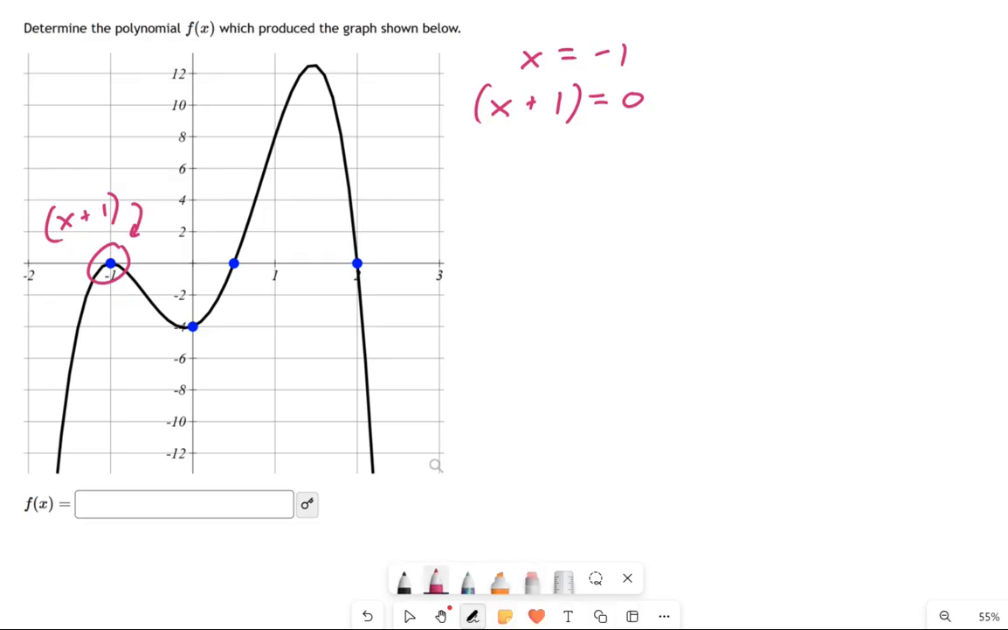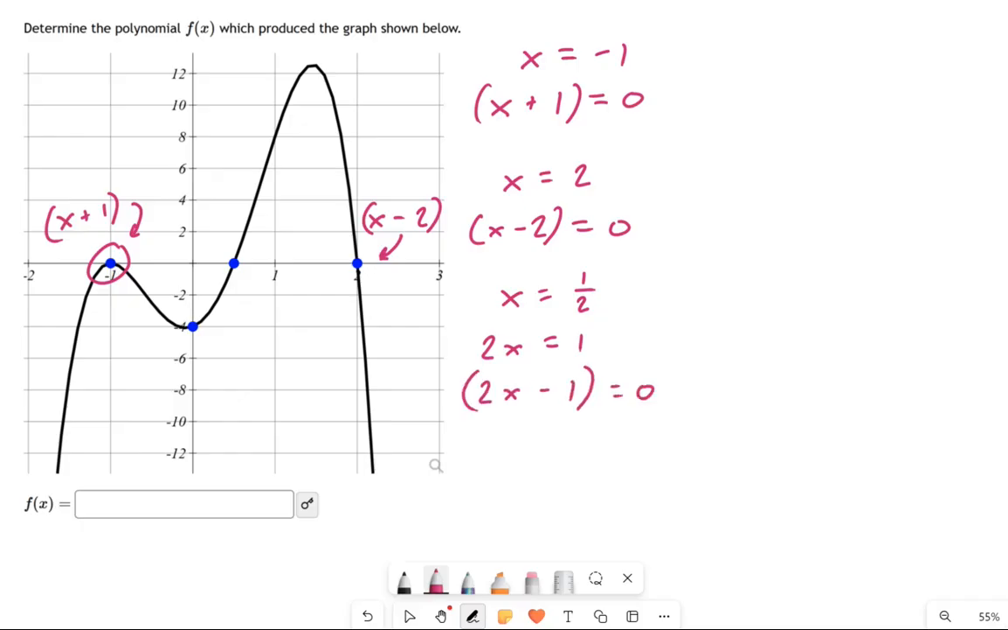So if you do the same procedure for another x-intercept, like x equals 2, you can turn that into x minus 2 equals 0. So that's this guy over here. The only time you might run into trouble is when you have a fraction x-intercept, like x equals 1 over 2. Okay, that could be a little confusing. What I usually do is I multiply both sides by the denominator, so I get 2x equals 1, and then I subtract it over. 2x minus 1 equals 0. That's going to be my factor.